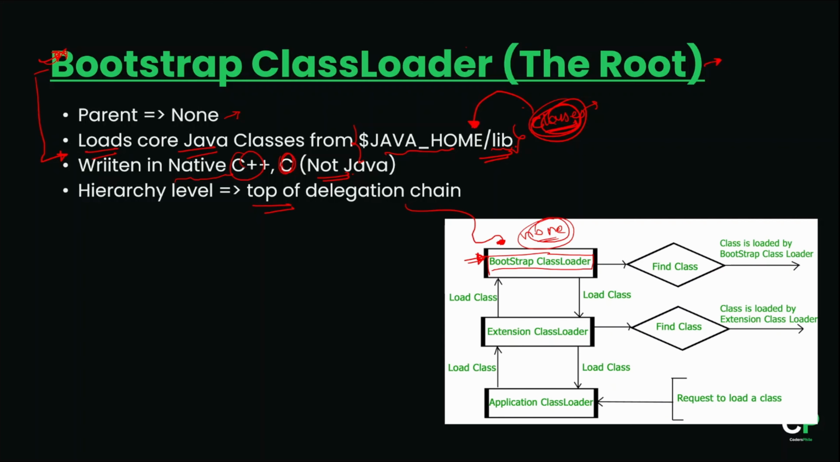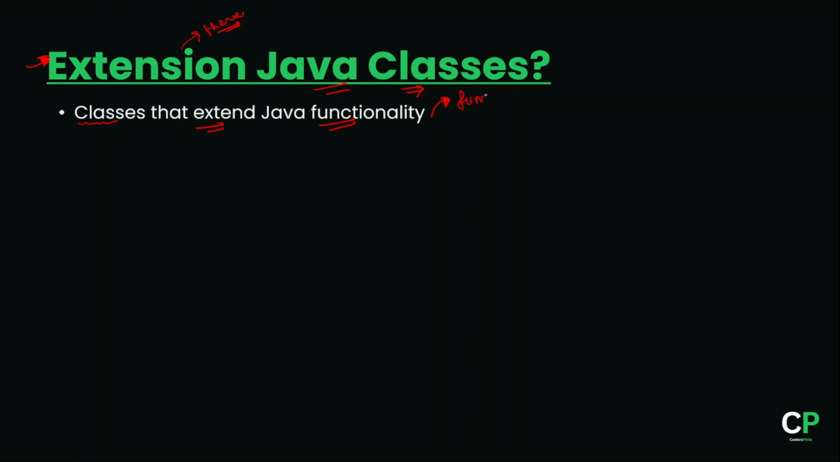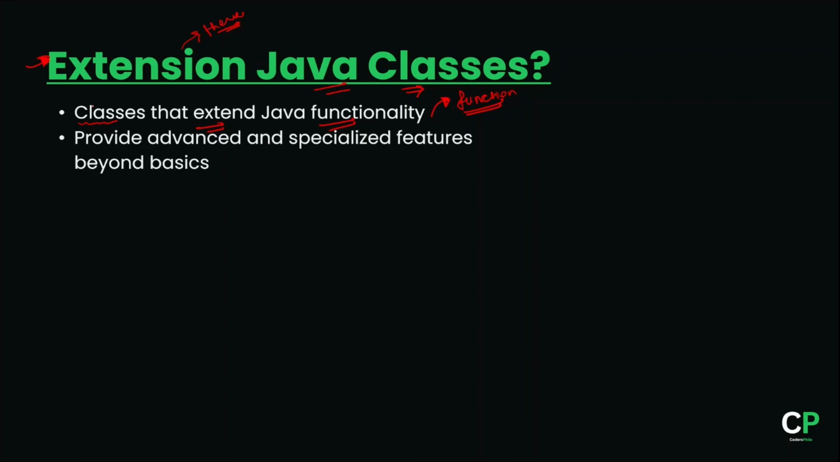So now let's move to the next type of Java classes, that is the extension Java classes. As the name signifies, extension means there is some extension. So let's study. Basically, extension Java classes extend the Java functionality. These are the classes that provide some extra functionality to the program. They provide advanced and specialized features beyond basics.